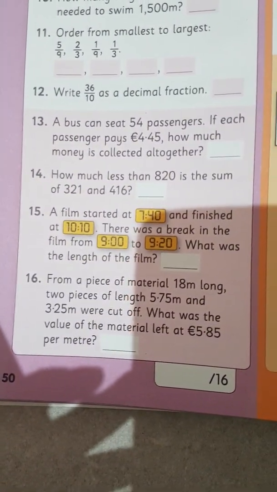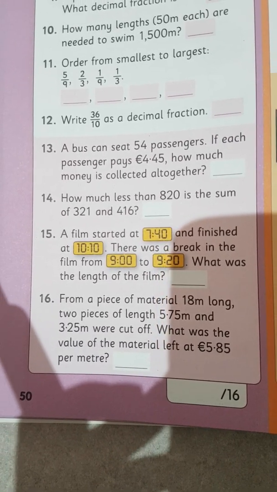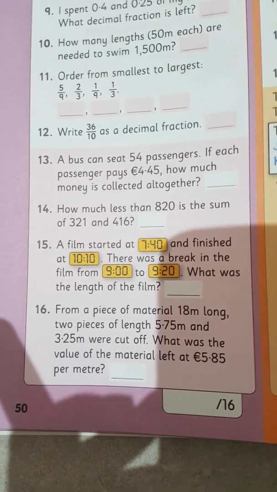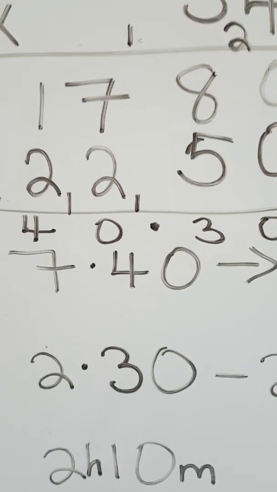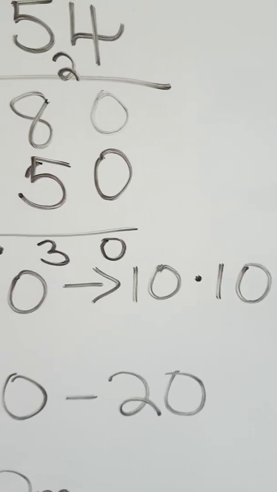Okay, question 15. A film started at 7:40 and finished at 10:10. There was a break in the film from 9 to 9:20. What was the length of the film? So the first thing I would do here would be work out the time from 7:40 until 10:10.